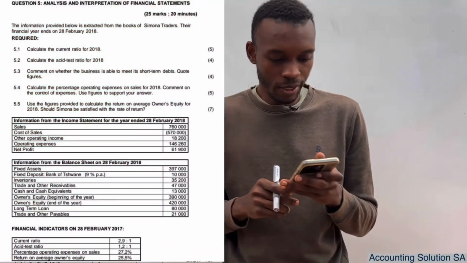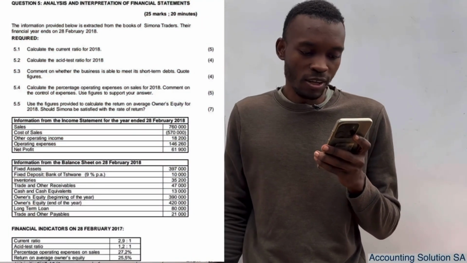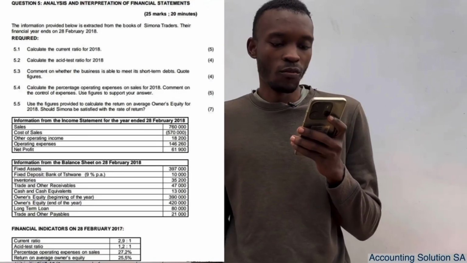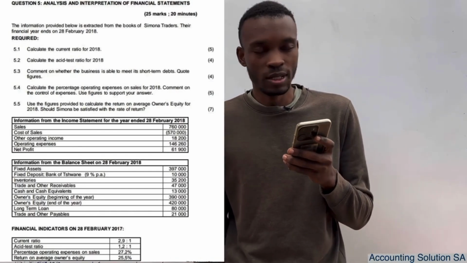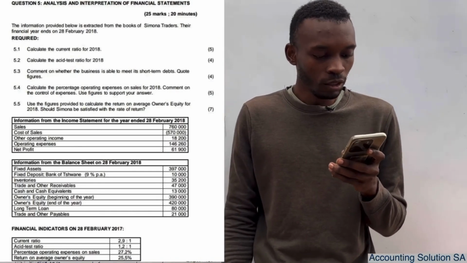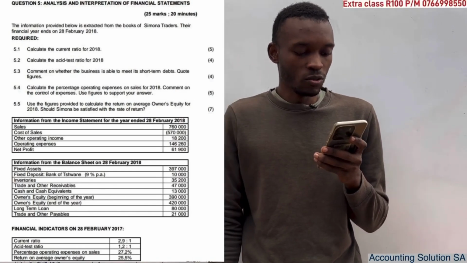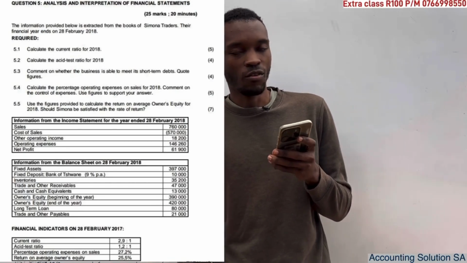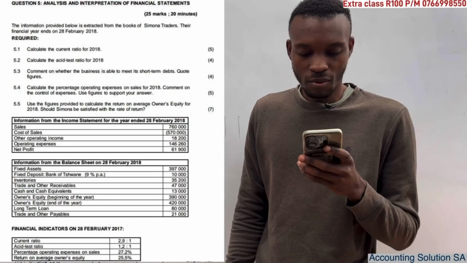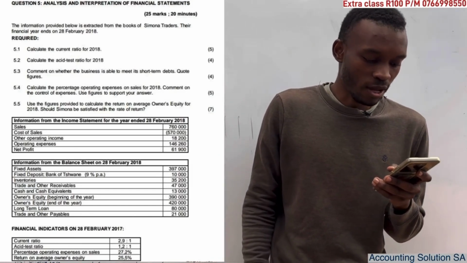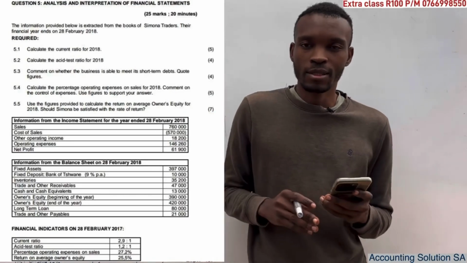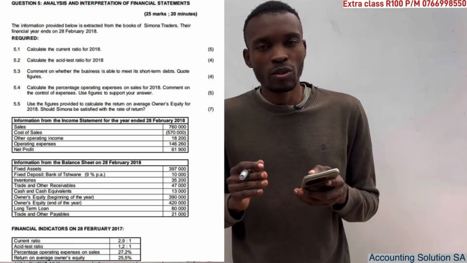The question paper that we have says the information provided below is an extract from the books of Simona Traders, and their financial year ends on 28 February 2018. Okay. 5.1, calculate the current ratio for 2018. 5.2, calculate the acid test ratio for 2018, 4 marks. Okay. 5.3, we have to comment on whether the business is able to meet its short-term debt and quote the figures. So under ratios, guys, please make sure that you know the formula.